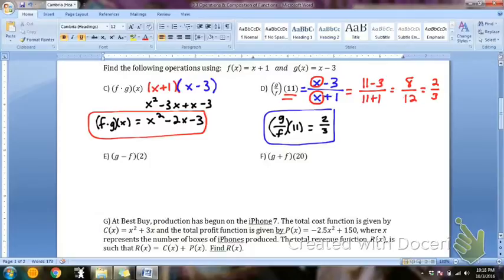We're going to do a little bit more practice on this. Let's take a look at another example. Let's look at example E. So example E says, take the g function and subtract f, then evaluate it at 2. Remember when we said that we have a subtraction problem, we have to be really careful about distributing that negative sign. So let's set it up first. G minus f. So I have x minus 3 minus x plus 1.